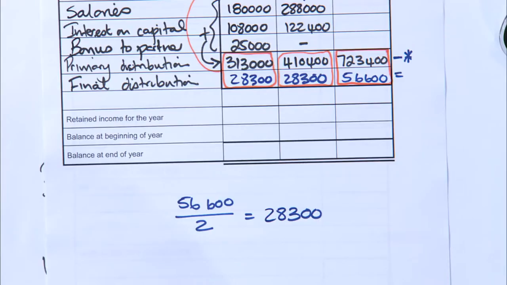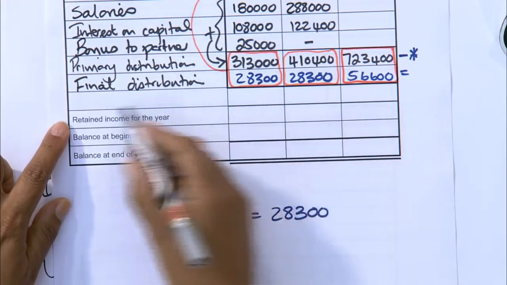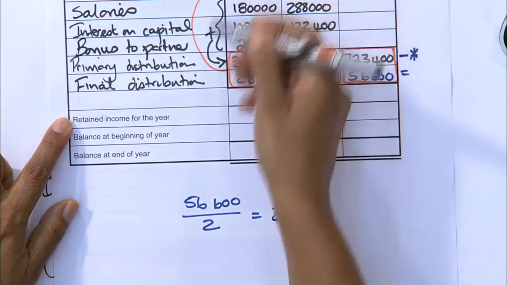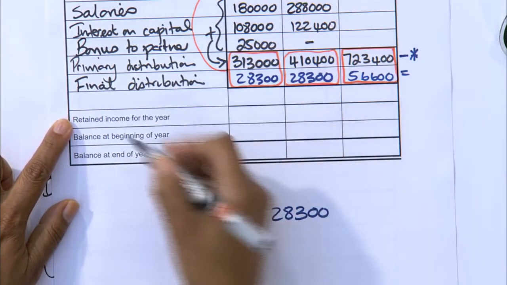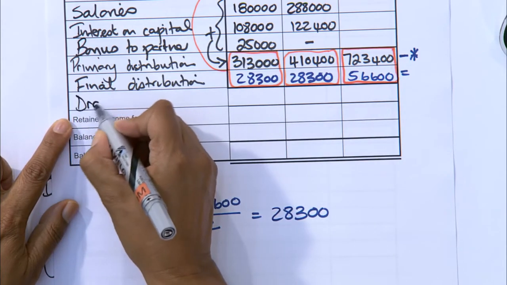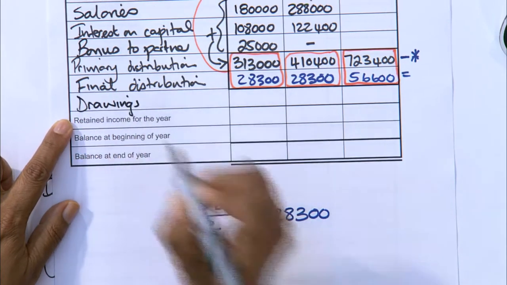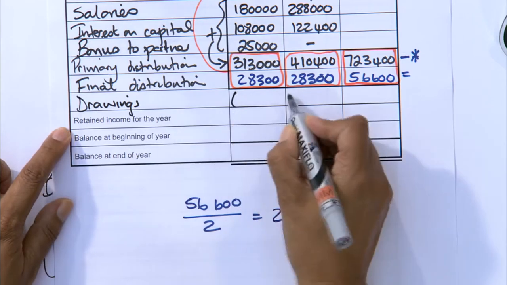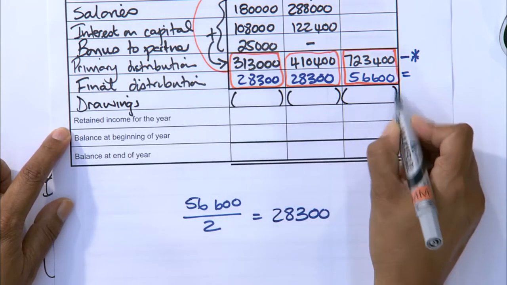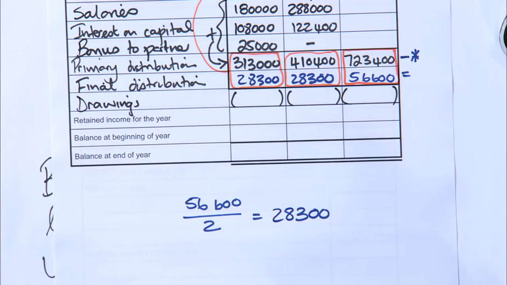So now I need to finish up the bottom part. I got all that information. Now I need to take off my drawings for the year. There's my drawings, and my drawings will be in brackets. So I'm going to show you how that works.